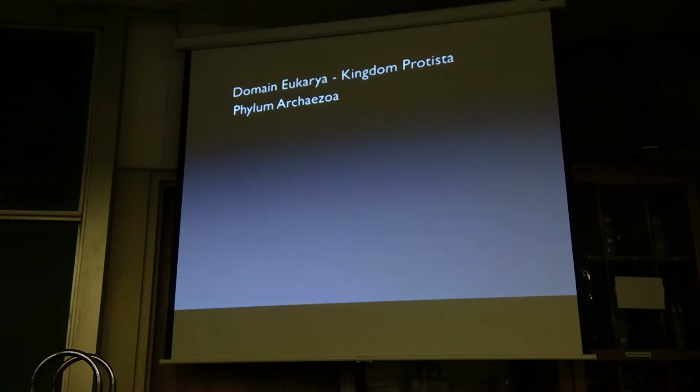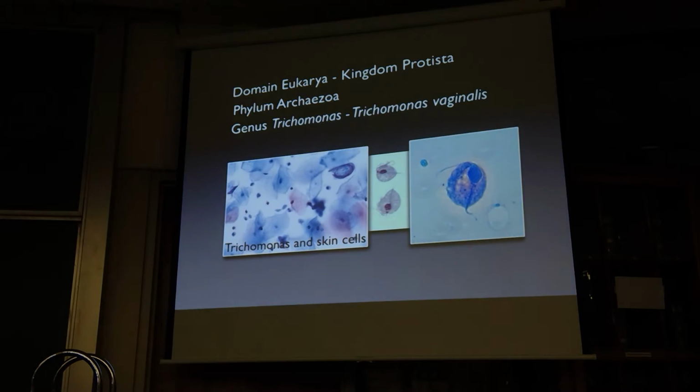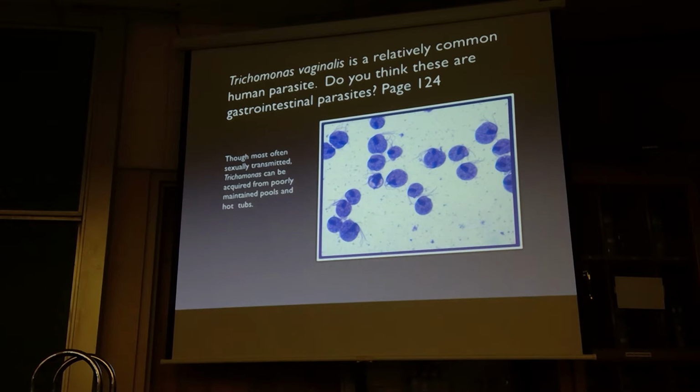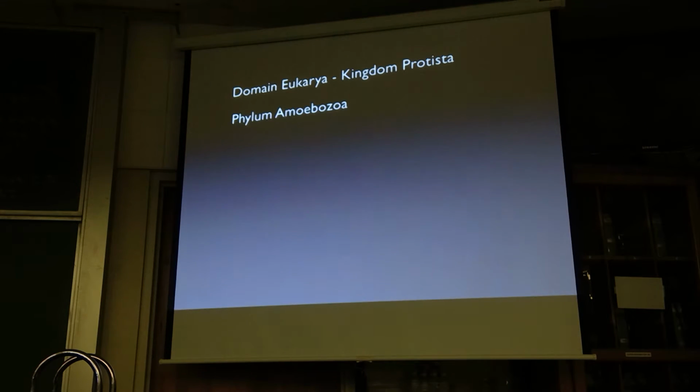In the same phylum, Archaeozoa, we also have Trichomonas. So Trichomonas vaginalis, the image on the left, the big cells that are in there are skin cells, epithelial cells. So you see the Trichomonas, they're not very big. But on our prepared slides, they are prepared with a flagellar stain, so you can see their flagella very nicely. And they're bright purple. They show up really well. The question on there, do you think they're gastrointestinal parasites with a name like Trichomonas vaginalis? Not so much. So they're sexually transmitted.